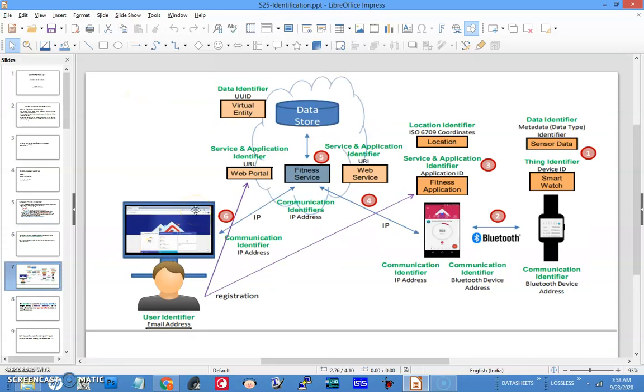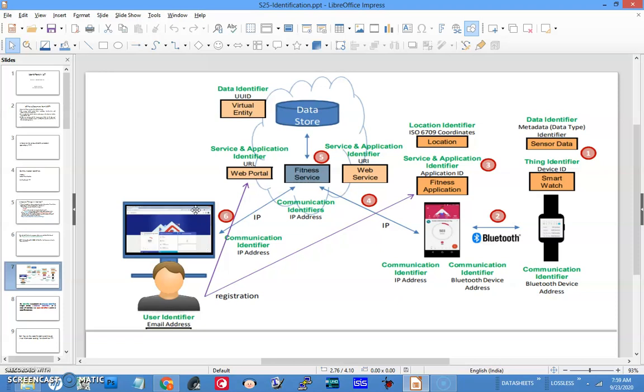Now let us see where exactly the identifiers come into the picture and the types of identifiers in the next slide. This is a typical IoT use case. Those who are building use cases will easily relate to this. Let us start from the left side. You have a user. He becomes a part of the system. He has a user identifier. He gets connected to a web portal. There he would like to access some service by means of a service and application identifier, or he may push data to the fitness application. Let's say he is wearing a fit band.